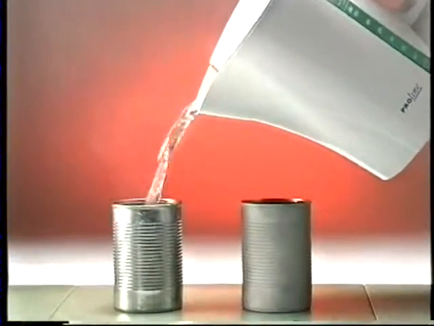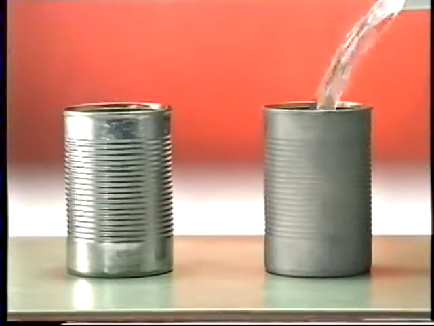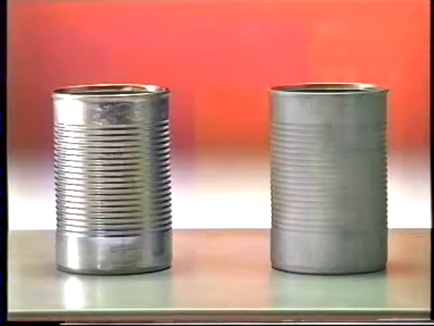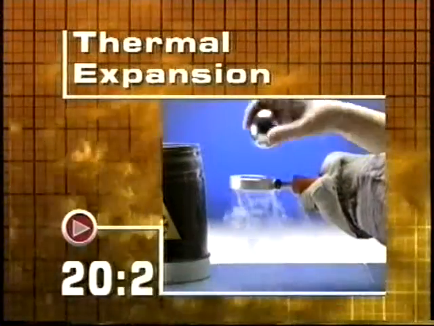These two aluminium cans have different surfaces, one shiny, the other dull. The cans are filled with hot water at the same temperature. Will they cool at the same rate? The can on the right with the dull surface appears hotter to the thermal imager. It's radiating more heat. So the dull can will cool more quickly than the shiny one on the left.